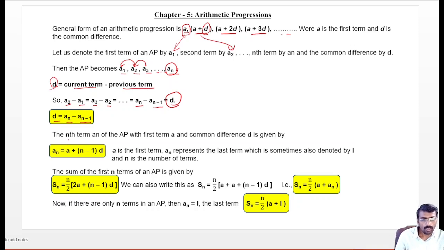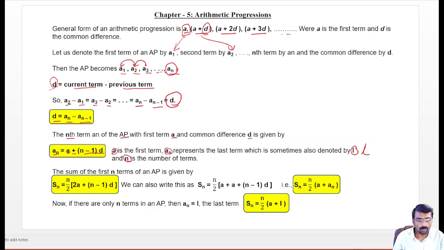The second formula is to obtain the nth term of an arithmetic progression, where the first term is A and the common difference is D. This is given by AN is equal to A plus N minus 1 into D. Here A is the first term, AN represents the last term, which is also sometimes called L, and N is the number of terms.